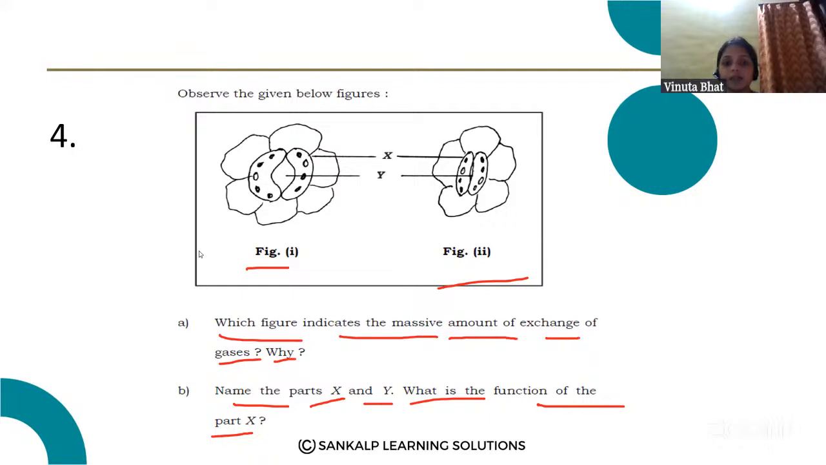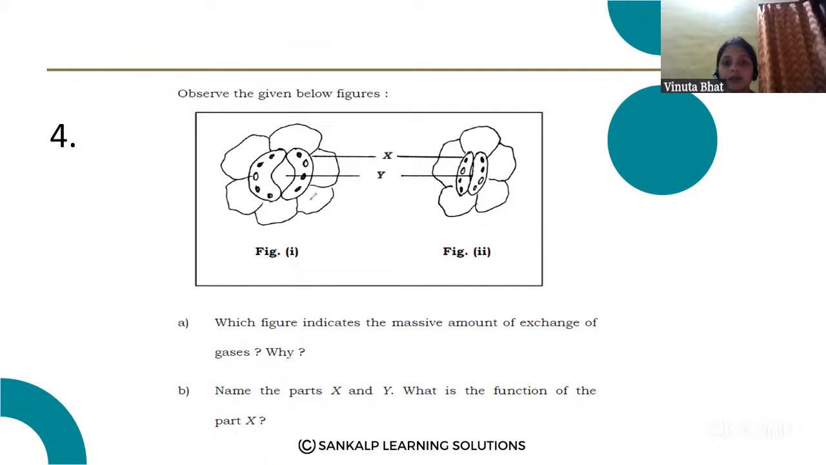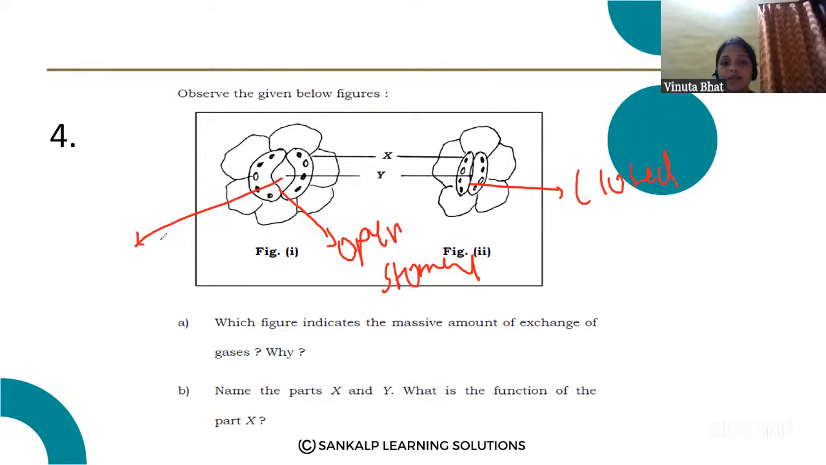Here, this is an open stomata, and this is a closed stomata. So where does the massive exchange of the gases take place? Massive exchange of the gases takes place through figure 1, because there is an open stomata. So in figure 1, massive exchange of the gases takes place because open stomata is present.